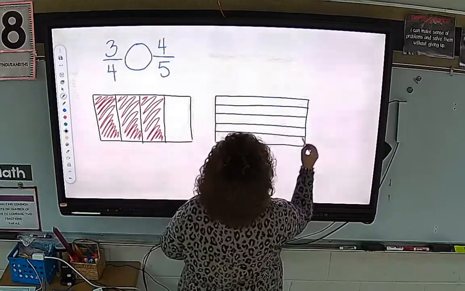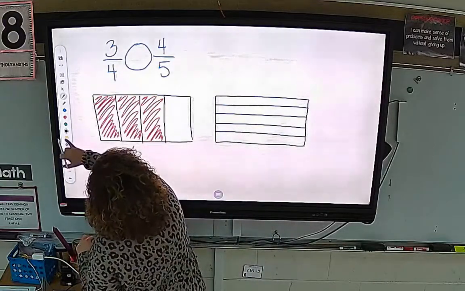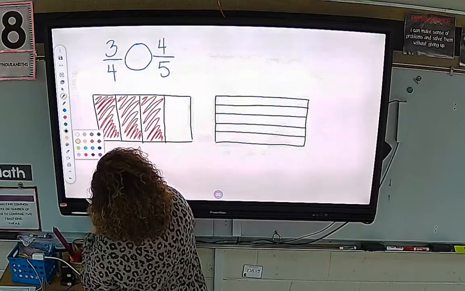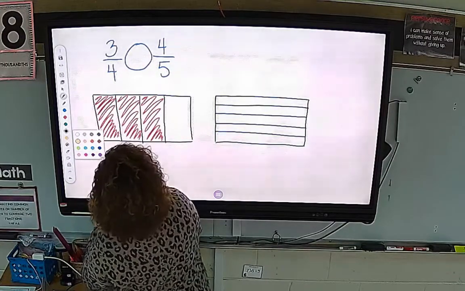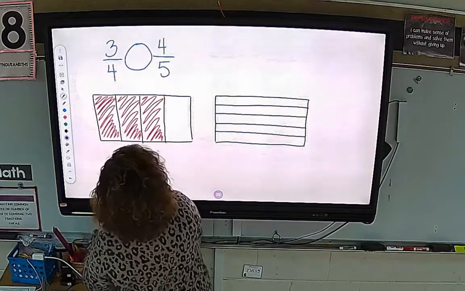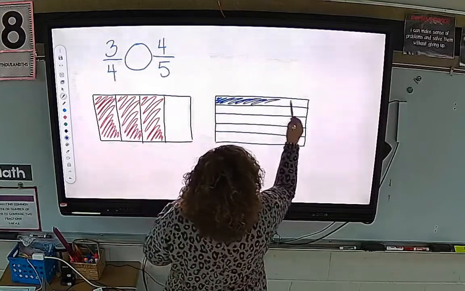Okay. And so let's see. Picking a little different color. I don't guess it really matters. Just want it to show up well. Okay, so I'm going to shade 4 of these.